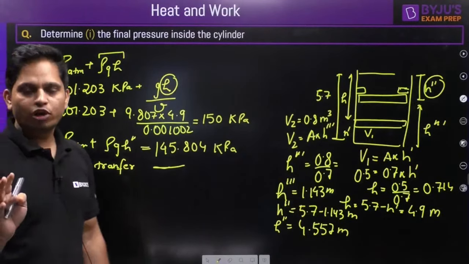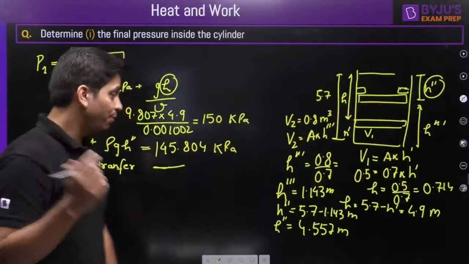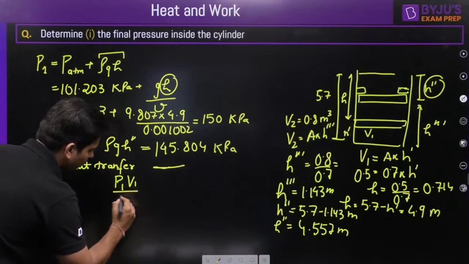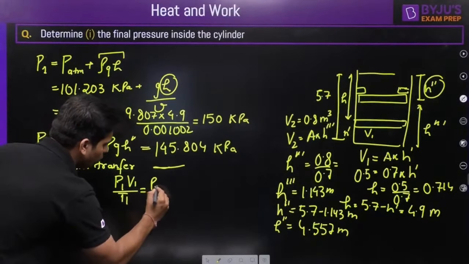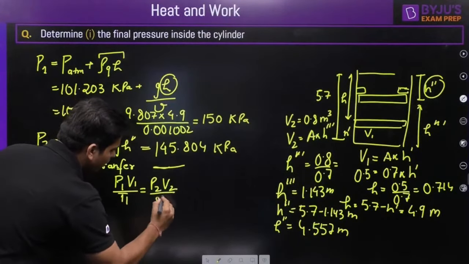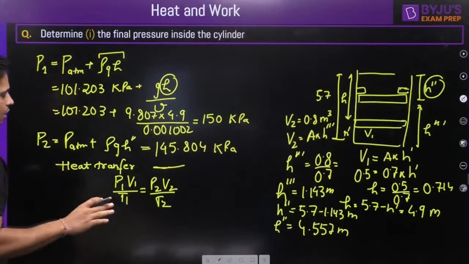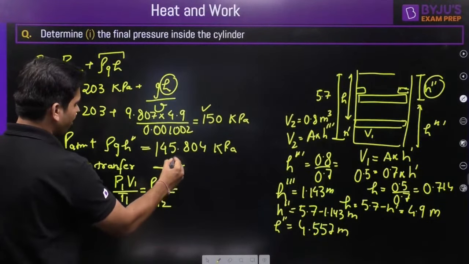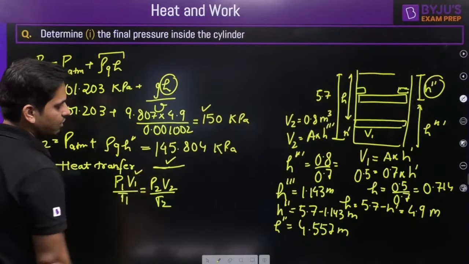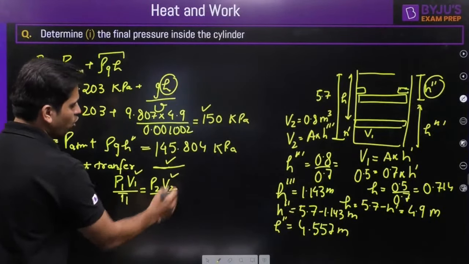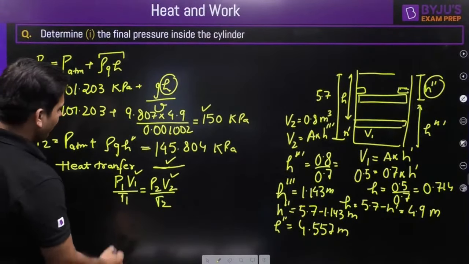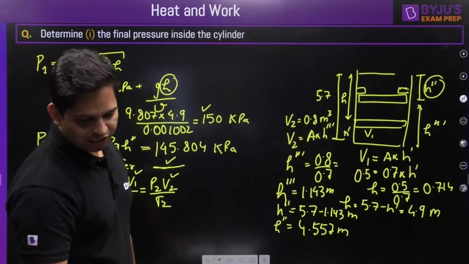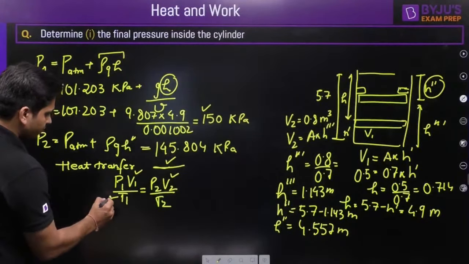But I don't know what is the process. So simply what I am going to do, P1 V1 upon T1 is equal to P2 V2 upon T2. Everything I know. P1 I have calculated, P2 I have calculated, V1 is 0.5, V2 is 0.8, and T1 is also given to me. How much is T1? 312.